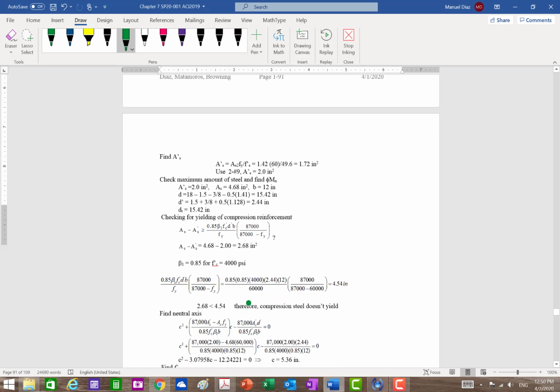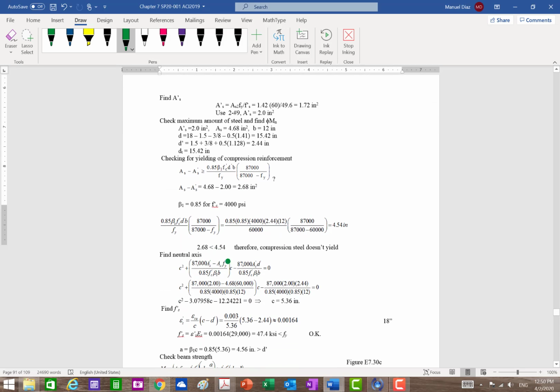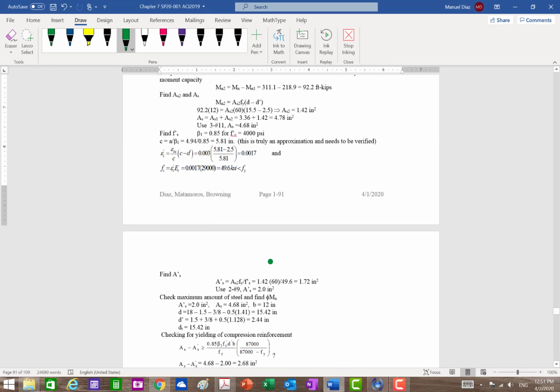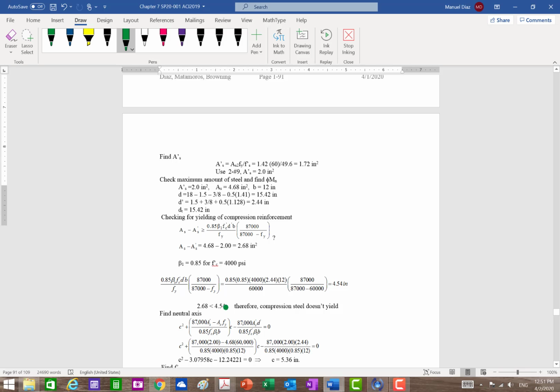Conclusion, not yielding. So I'm going to find my neutral axis, that gives me 536 as my neutral axis, right? Notice that it's not the same as here, right? Because here we're still guessing and things. When we put these bars, your neutral axis changes. So that's what you need to understand. That by doing this, you're changing your neutral axis. So now you need to find a new one. So that's why we did all this.